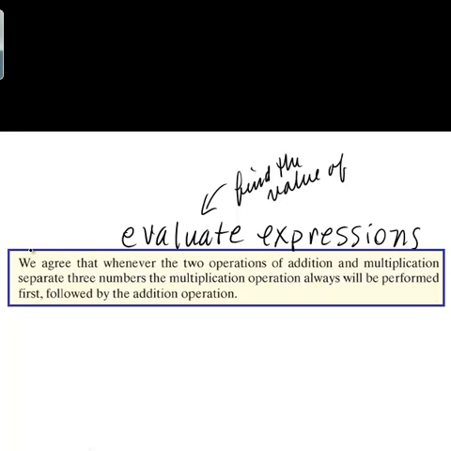So let's go ahead and read this together. We agree that whenever the two operations of addition and multiplication separate three numbers, the multiplication will always be performed first, followed by addition. So that probably squares with the order of operations that you've learned from a previous class, that multiplication comes before addition.